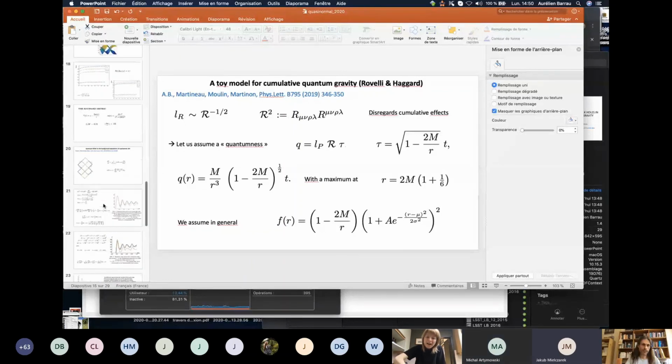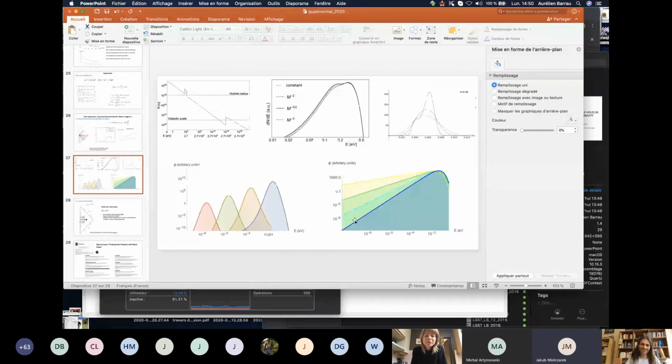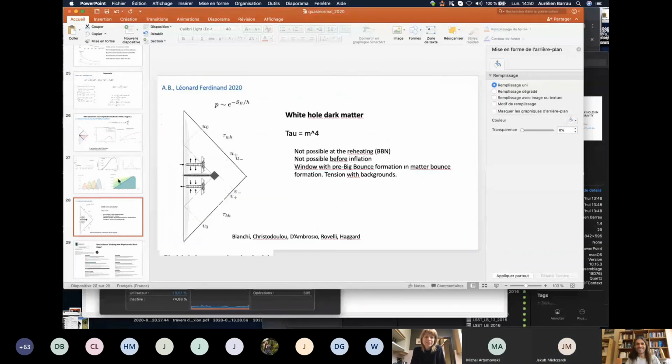Oh, yeah. Okay. Hi, I'm very curious about what you said at the end, because I'm interested in the double bounce, the bouncing model with the matter bounce and bouncing black holes. Can you just say a word about what the main problem is? What is the tension with the background in a matter bounce scenario?